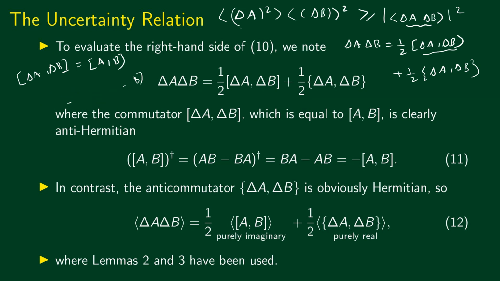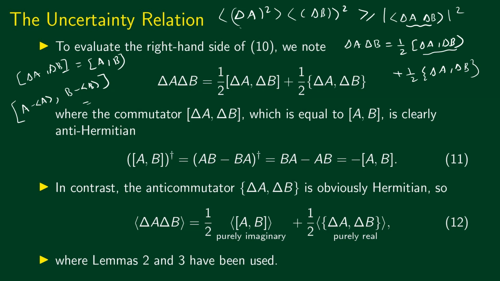So it can be easily shown based on the definition of the commutator that the commutator of delta A with delta B is actually the commutator of A with B. We could also use this property of commutators, which we have not discussed, but we can write this as the commutator of A minus the expectation value of A, comma, B minus the expectation value of B. Now this commutator, you just distribute.